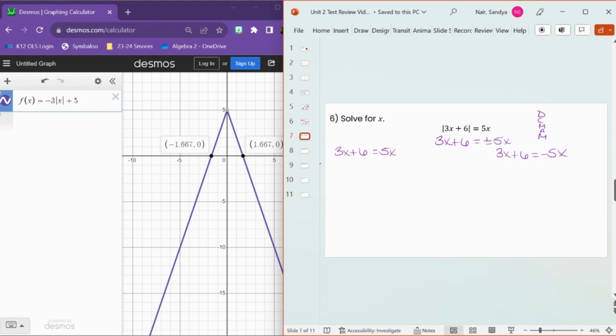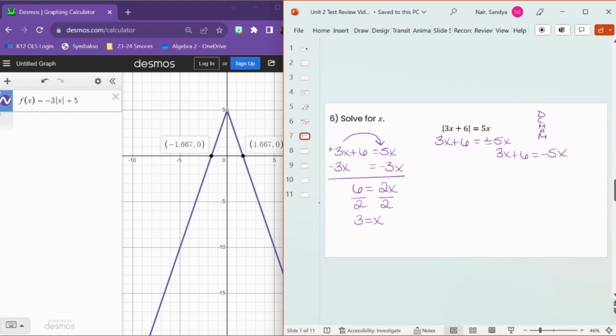So here I have this 3x, right? It's basically a positive 3x. So I want to move it over here so that all of the x's can be together. Remember, anytime I move across an equal sign, I need to do the opposite. So the opposite of positive 3x is to subtract 3x from both sides. So when I subtract 3x from both sides, I get 6 equals 5x minus 3x, which is 2x. Now I can solve for x by dividing both sides by 2, which gives me 3 equals x.